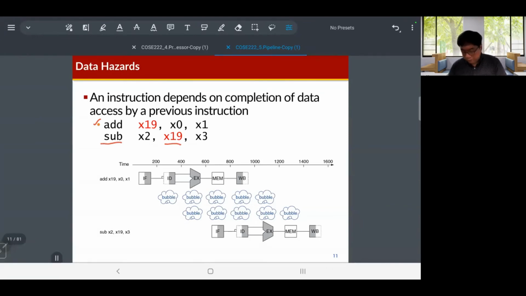And what's the problem? This is the timing diagram of the pipeline architecture. Add is fetched during this time period, instruction decoding here, execution here, memory here, and then write back here. And then the next instruction is sub, X2, X19, X3. The sub instruction should be fetched during the next clock cycle, cycle 2. Then what's the problem?